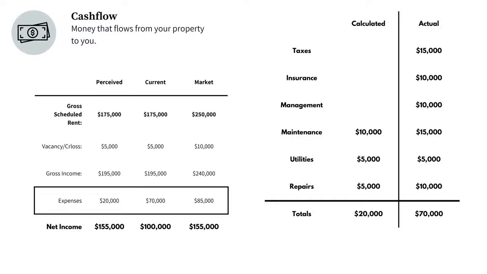So if you look over on the left there, the perceived net income, they say, yeah, my gross rent's $175,000. I only have $5,000 in vacancy because I don't raise the rents because I don't want the vacancy. Well, okay, you're hurting yourself. But yeah, cool, your vacancy is very low. So yeah, my expenses, my net income is $155,000, and I bought it for $1 million. I'm killing it.